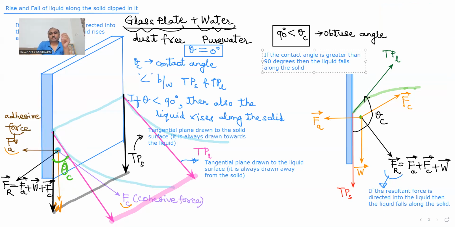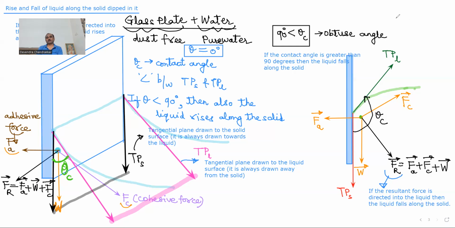Now, remember these conditions when the liquid falls along the solid, sorry, rises along the solid. Remember where the forces are directed, whether they are directed into the solid or into the liquid. Remember in which two planes the contact angle is measured. Then only you will be able to remember all these cases of falling and rising of liquid along the solid.